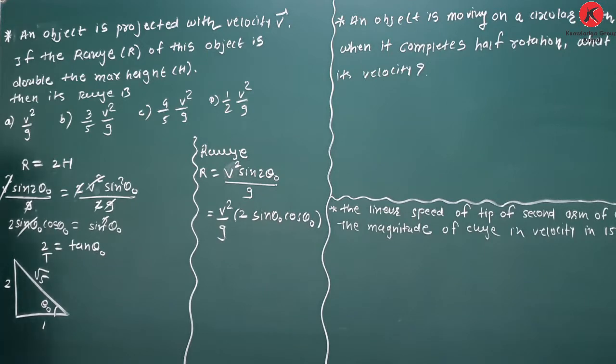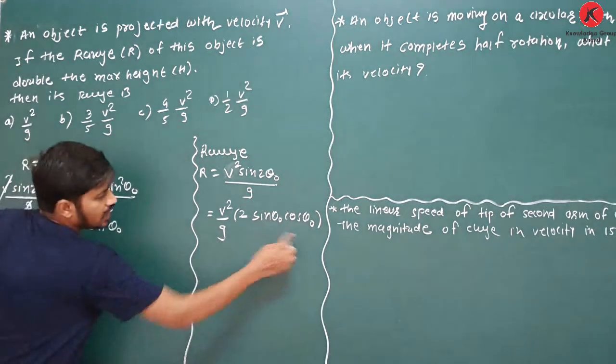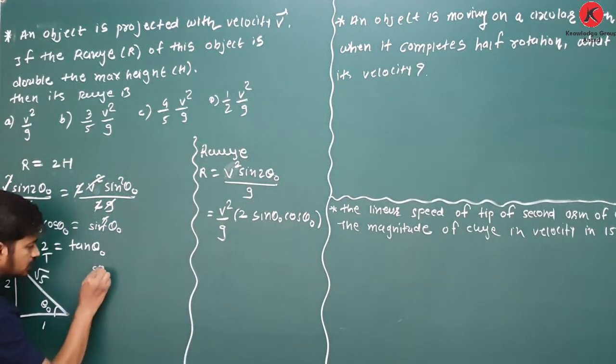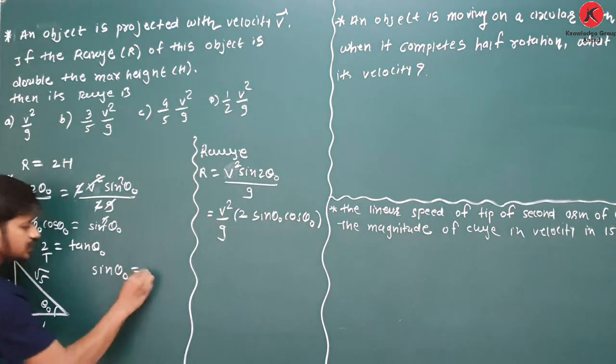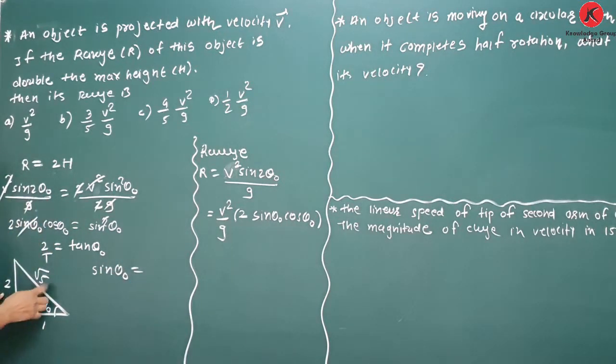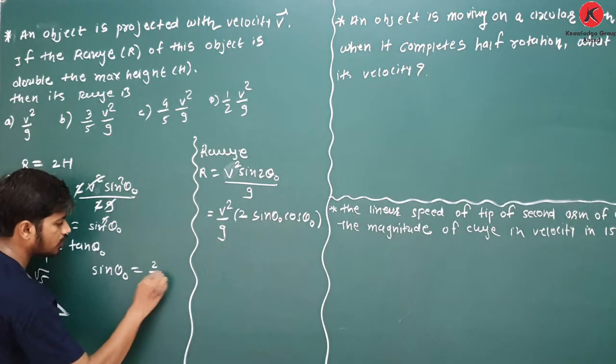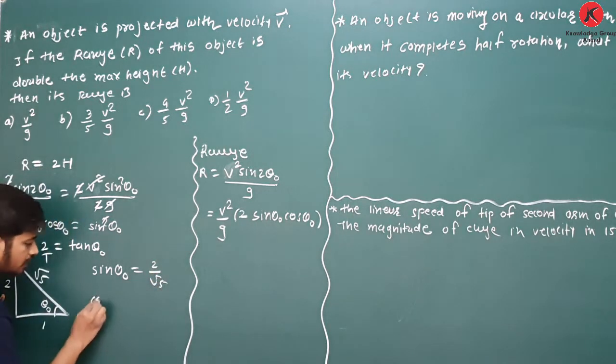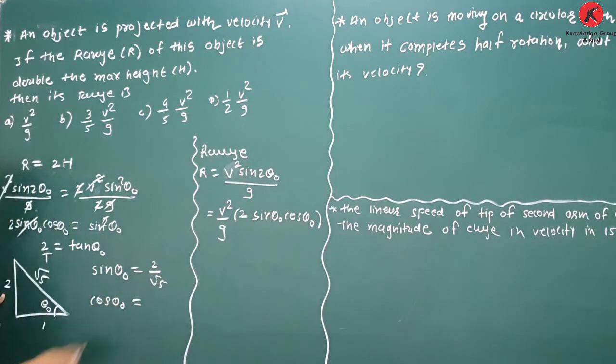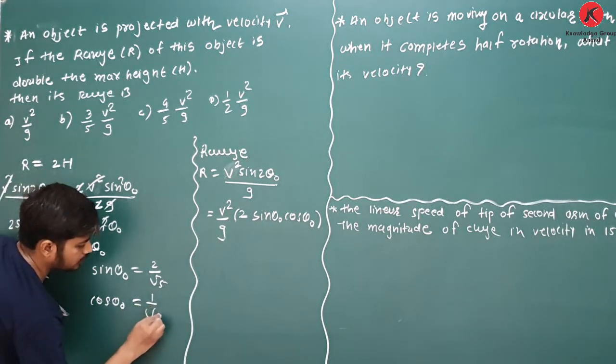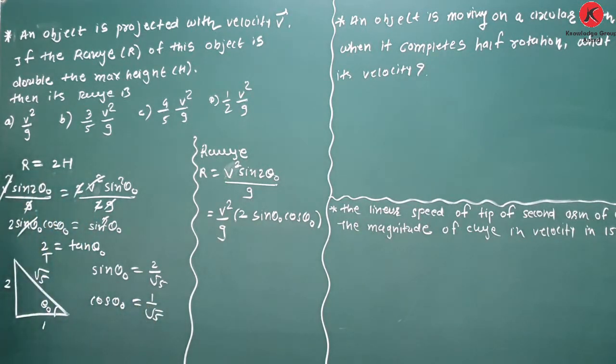Okay. So what do I need? Sin theta 0 and cos theta 0. From this figure, sin theta means opposite side upon hypotenuse, which is 2 upon root 5. From the figure, cos theta 0 means adjacent side upon hypotenuse, which is 1 upon root 5. Simple? Yes, you have to use simple trigonometry.